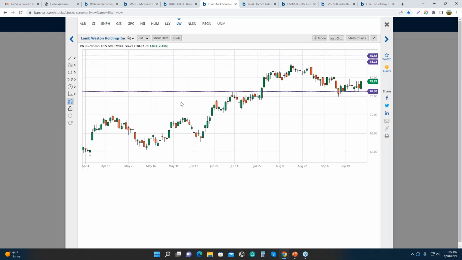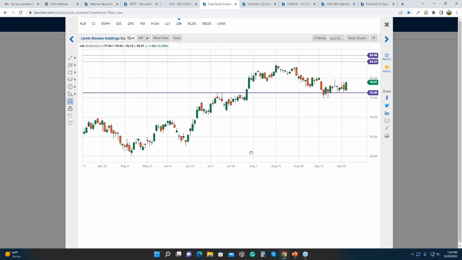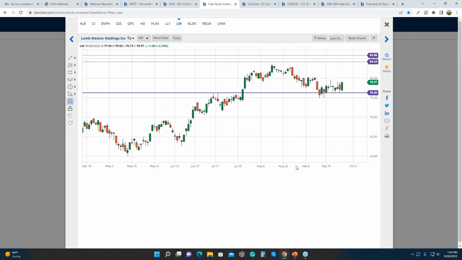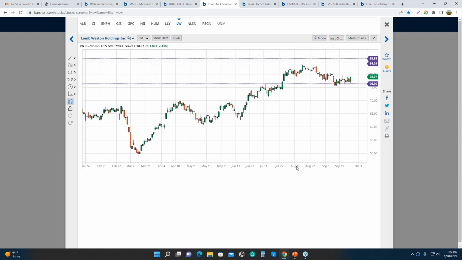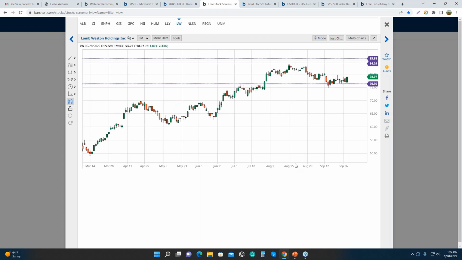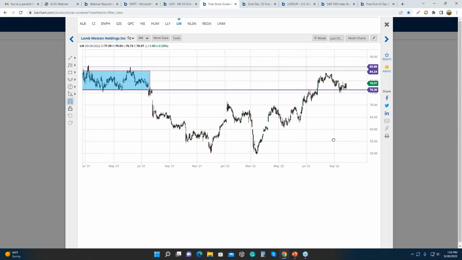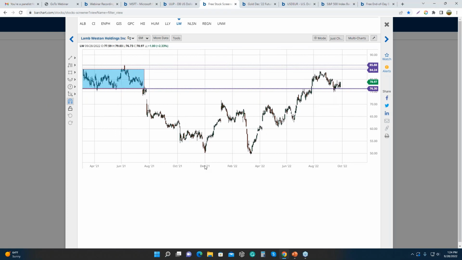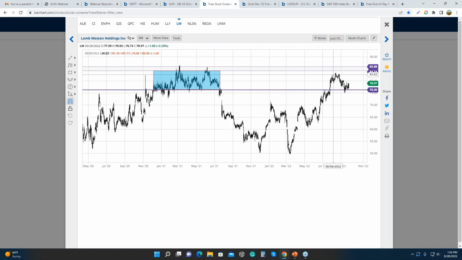This one, LW, is one that I've been playing recently. I don't have a position in it right now, but it's definitely been one that we've highlighted in some of our sessions in recent weeks and months. And again, kind of the same picture, right? The only thing I was concerned about with LW was that this recent high fell into this area of resistance.